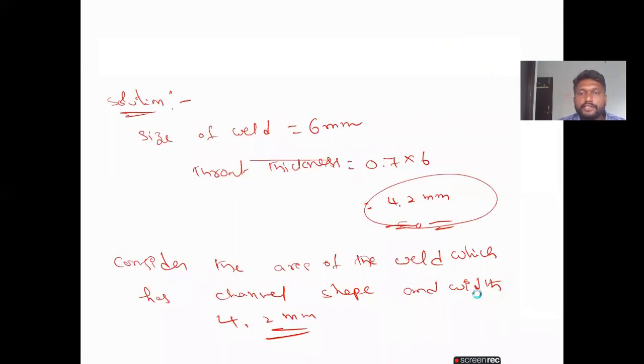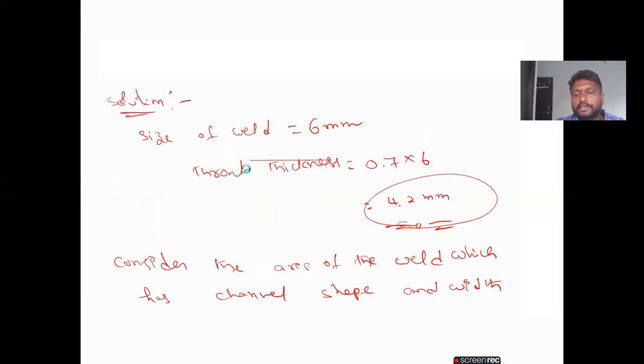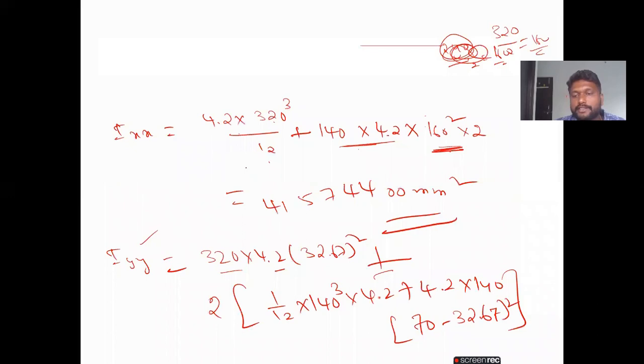Okay, here you will observe that from this 140 we have to take off this portion, and we will get the 70. So from this 70, the x bar whatever we got, we have to remove that, that is the 32.67 square. Okay, then you will get the answer Iyy equal to 4994080 mm power 4. Then what about Izz equal to Ixx plus Iyy?